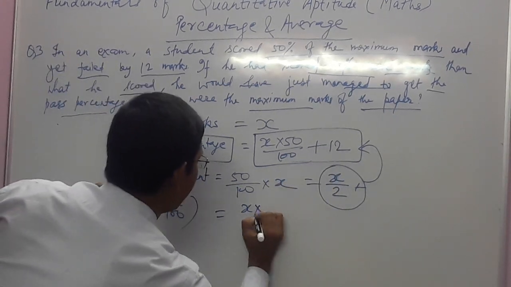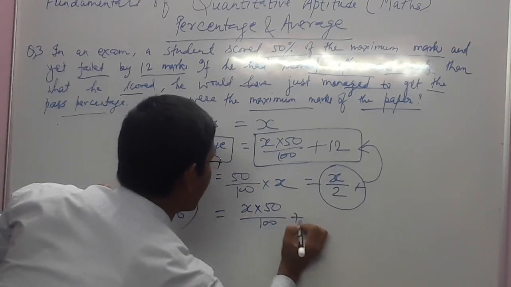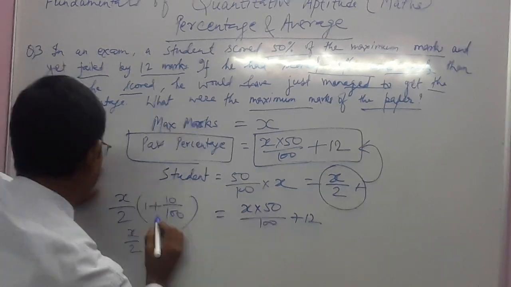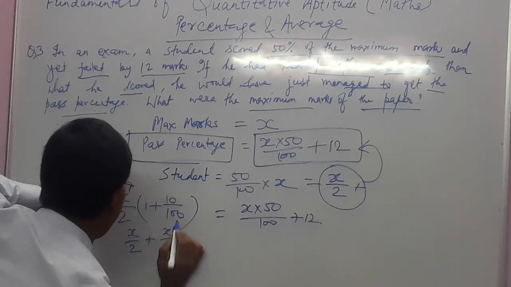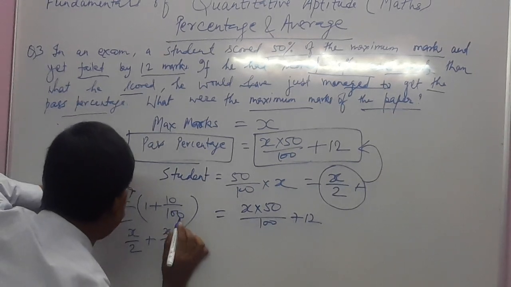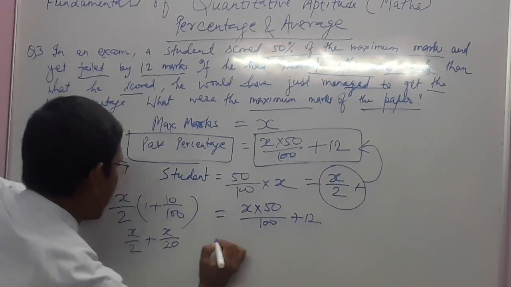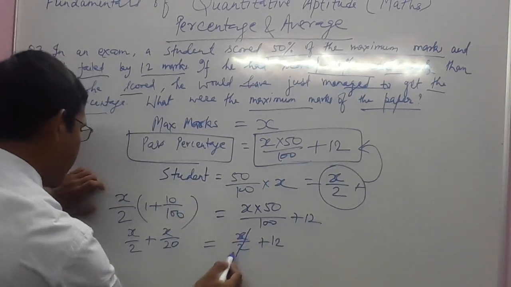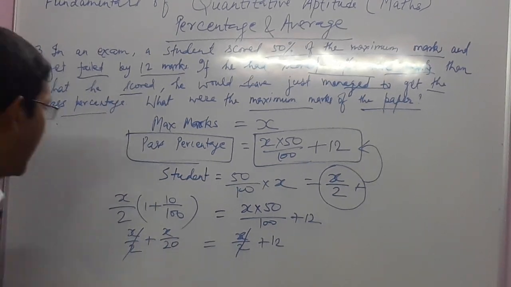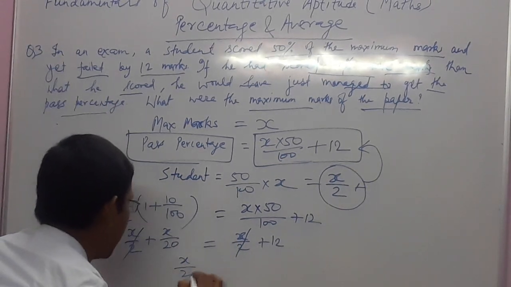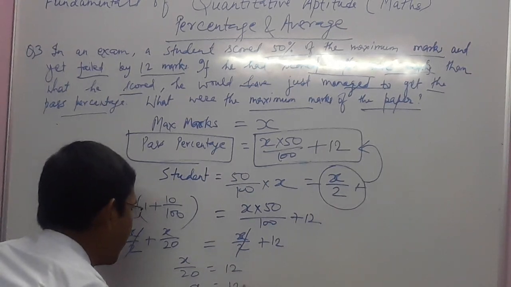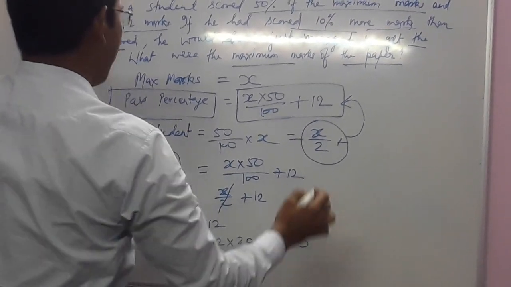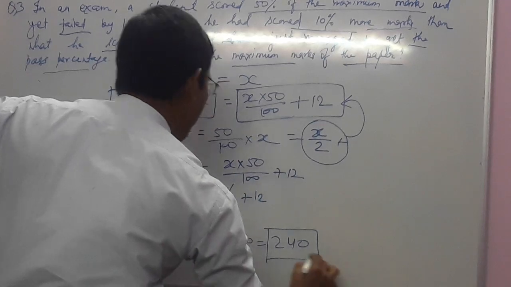X into 50 by 100 plus 12. So this will be X by 2 plus X by 20, and this will be X by 2 plus 12. It means X by 2 and X by 2 will be gone. And the correct answer will be X by 20 is equal to 12. X is equal to 12 into 20, which means 240. So the maximum marks will be 240. Understood?